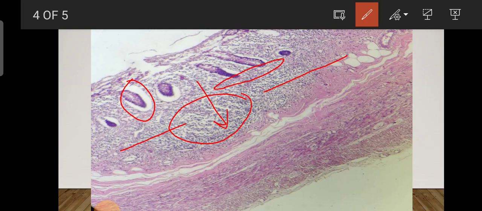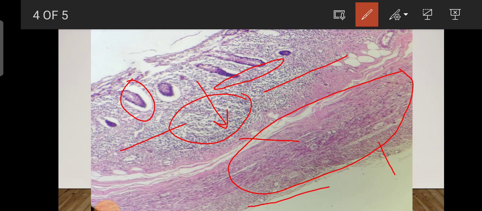Then outside it we find the muscularis externa. So this is the muscularis externa layer, which is again made up of inner circular and outer longitudinal muscle layers. In between these 2 layers we find the myenteric plexus, also known as Auerbach's nerve plexus. The outermost layer, this is the serosa, and it is again lined with simple squamous cells, which is the mesothelial cells.